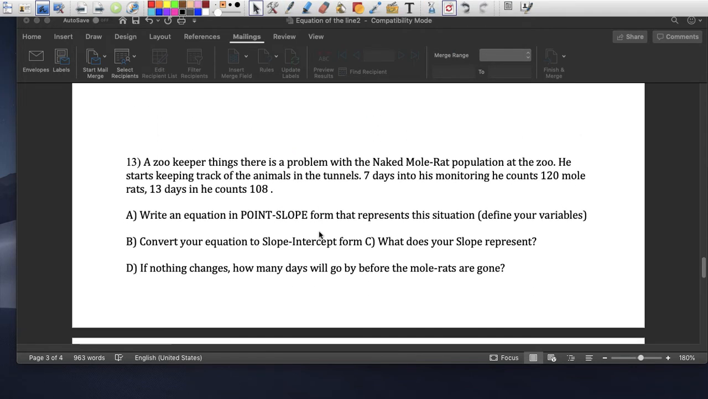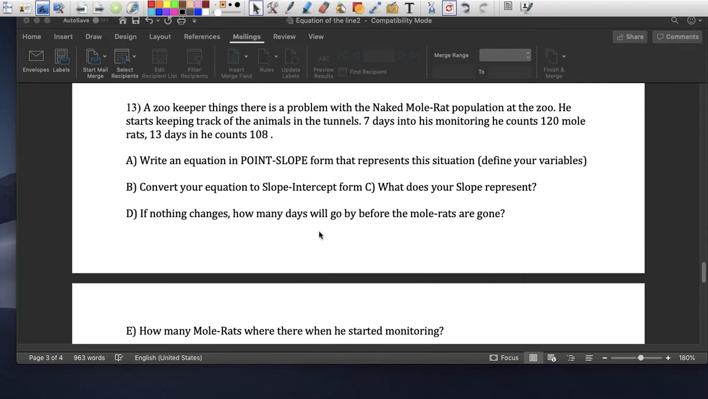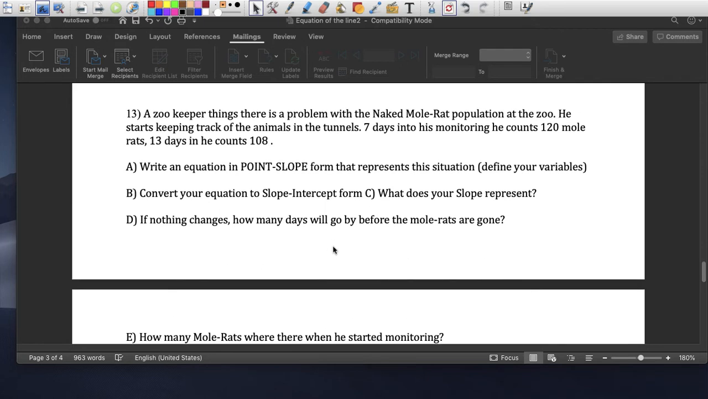I should have read that question before I give it to you. Okay, so 13. The zookeeper, there's a problem with a naked mole rat. Did it say naked? Really? Mole rat population at the zoo. He starts keeping track of the animals in the tunnel. 7 days into his monitoring, he counts 112.